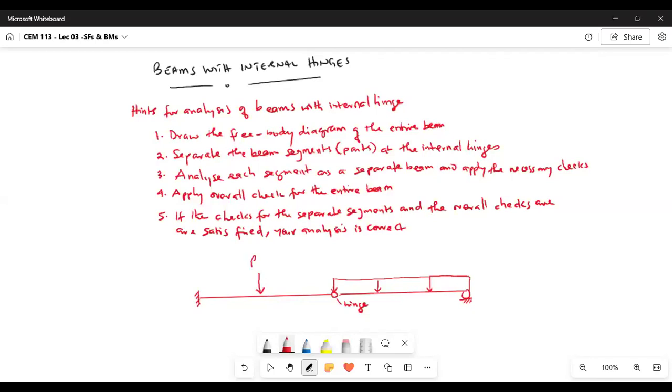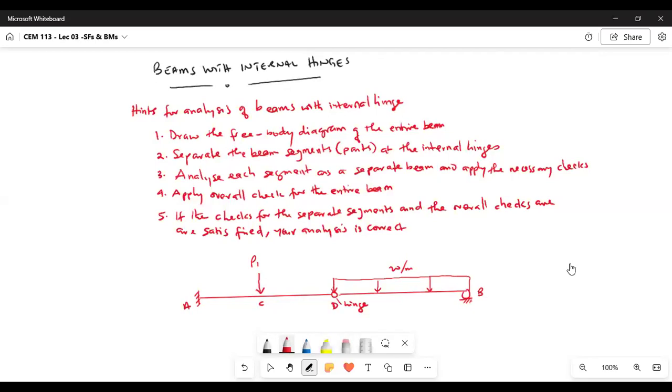Let's say we have P1. We have omega per meter here. Let's say we have A, and let's say we have B. We have C. We have D.